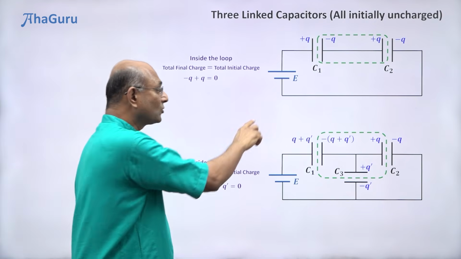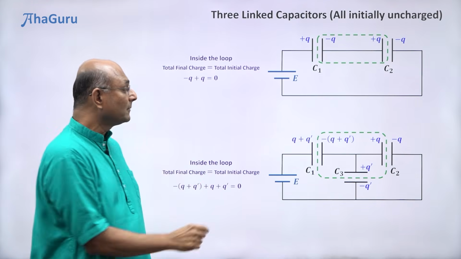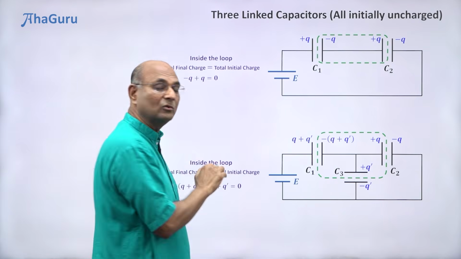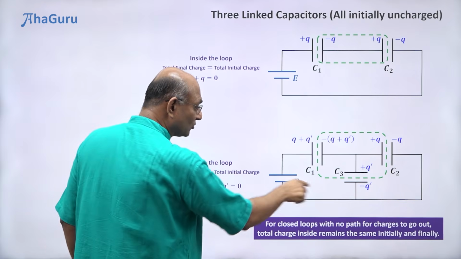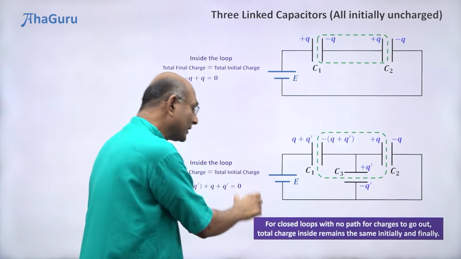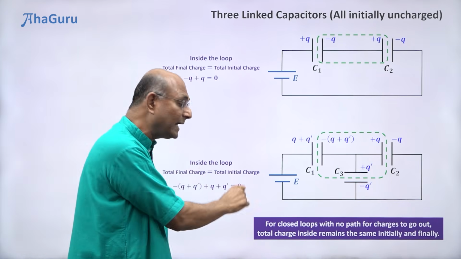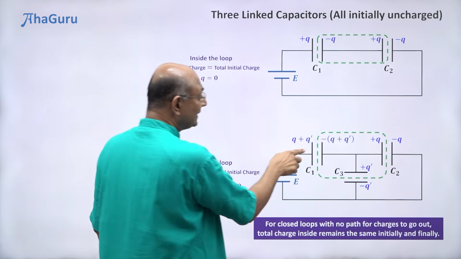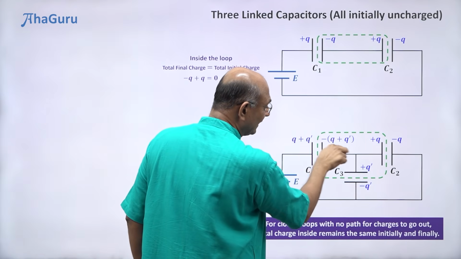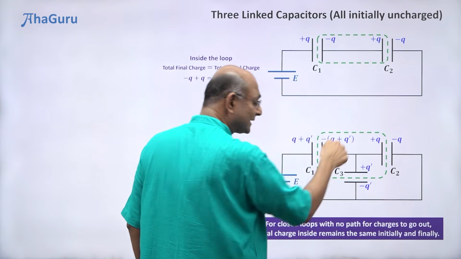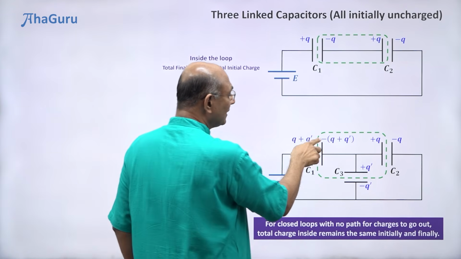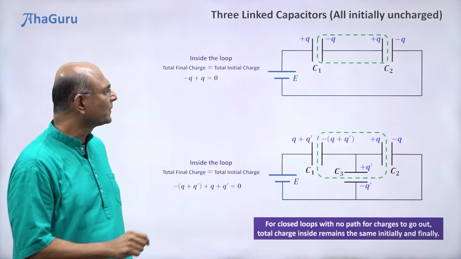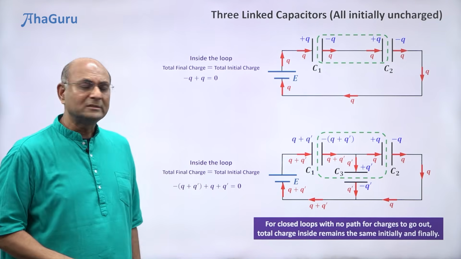So remember that the total charge inside the loop cannot change because there is no path from the loop outside, right? So no charge can come in, no charge can go outside the loop. So for closed loops with no path for charges to go out, the total charge inside will remain the same as what it was initially. Okay, initially and finally the charge will have to remain the same. It can of course run from here to there, can run from here to there. This and this can together send the charge there. All that can happen. But the charge has to stay overall inside this loop. That is charge conservation.